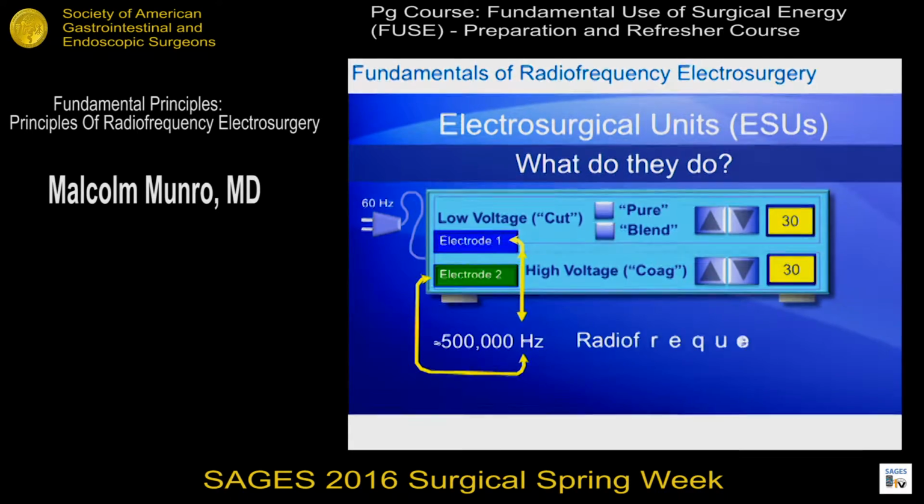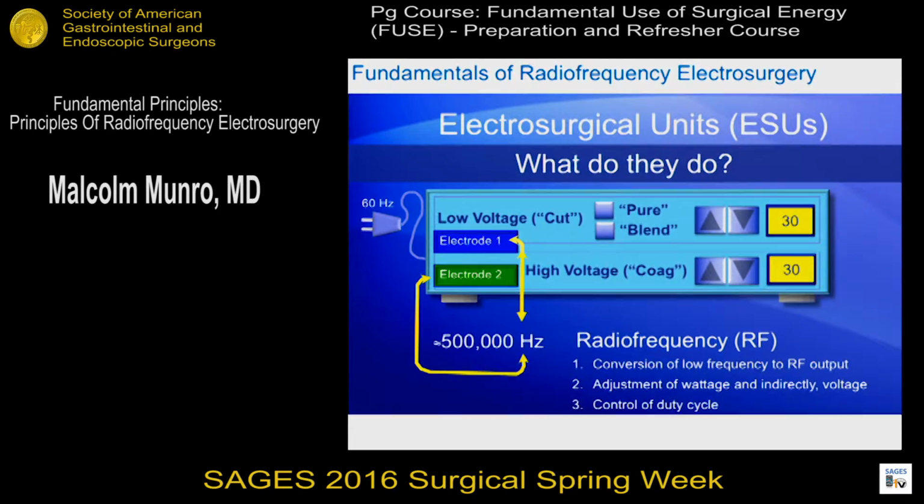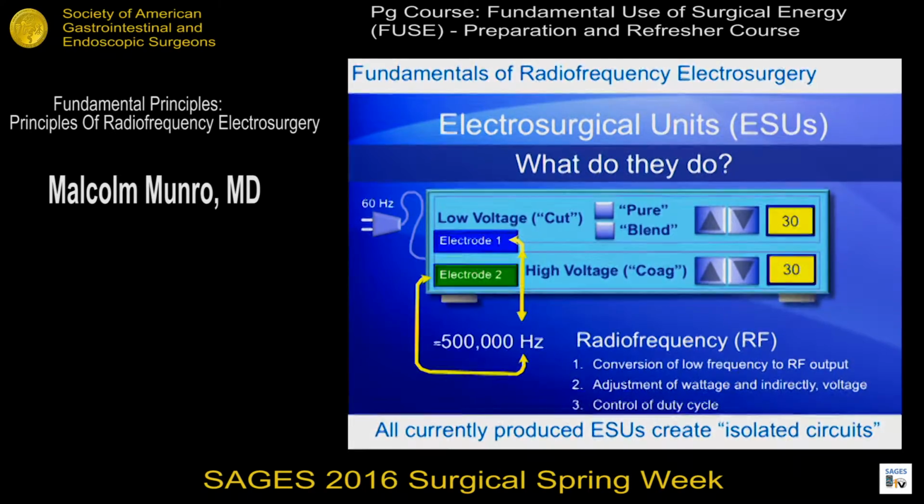And this is the radio frequency. And so these generators also convert, in addition to this RF output, they also allow you to adjust wattage and indirectly voltage and control something we call the duty cycle.